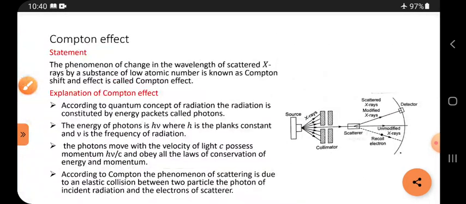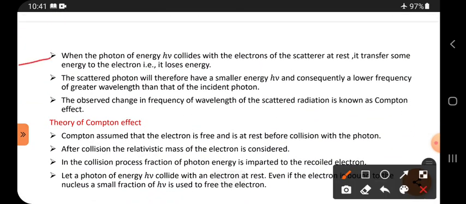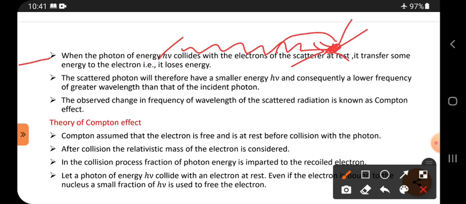Okay friends, now when the photon of energy h nu collides with the electrons of the scatterer at rest, it transfers some energy to the electrons, that is, it loses energy. Suppose the electron is stationary, then the photon comes and collides with the electron, and gives part of its energy to the electron. Then the electron starts moving after collision, and the photon is scattered in this direction, that is in elastic collision, so that is why they move like this.